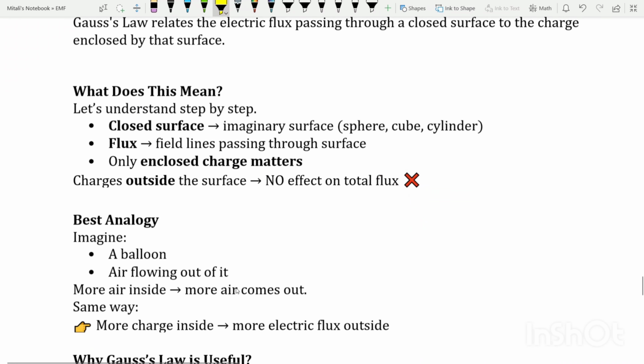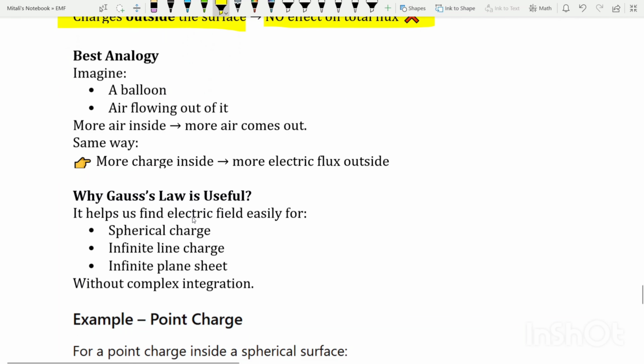What does this mean? Let's understand step by step. A closed surface is an imaginary surface: sphere, cube, cylinder. Flux is the field lines passing through the surface. Only enclosed charge matters. Charges outside the surface have no effect on total flux. So best analogy, imagine a balloon, air flowing out of it. More air inside, more air comes out. Same way, more charge inside, more electric flux outside.